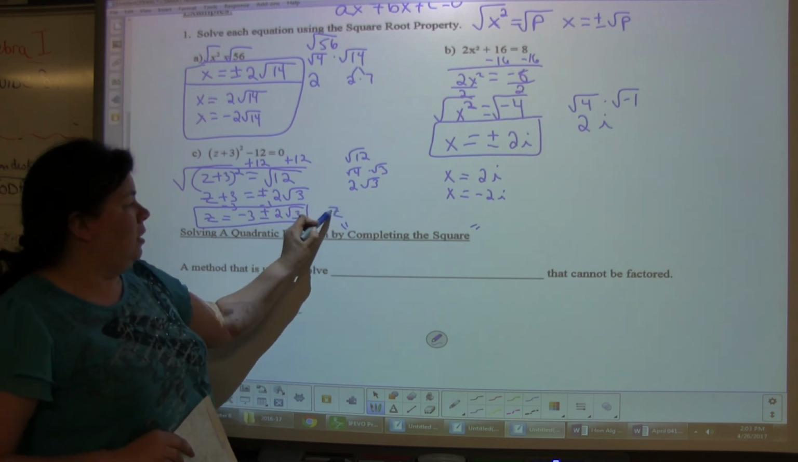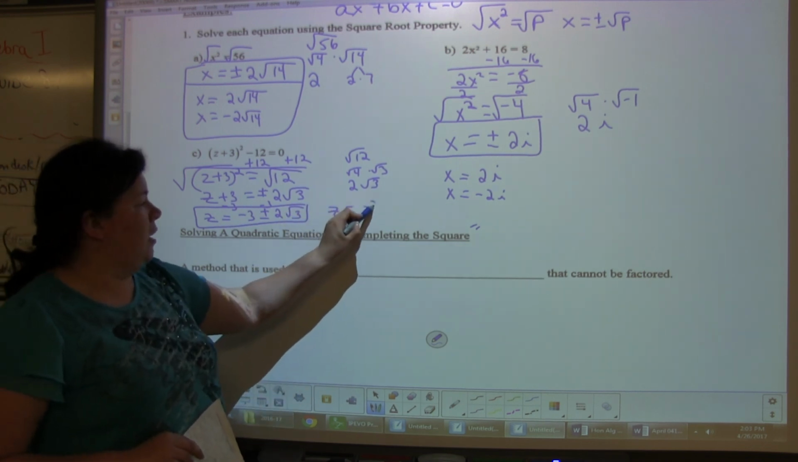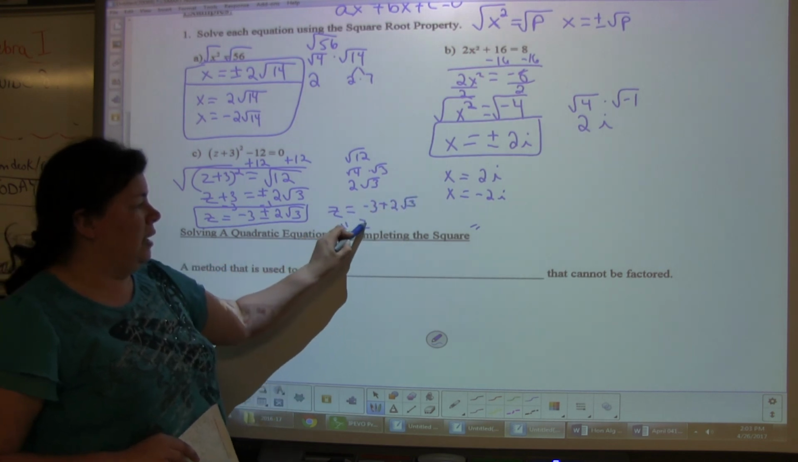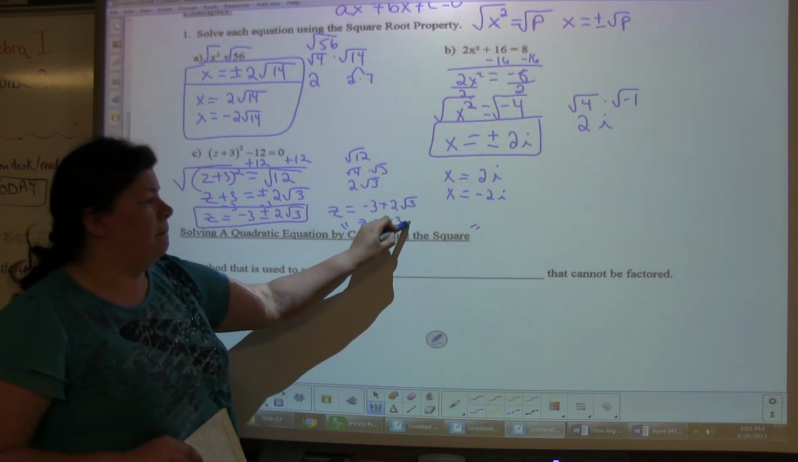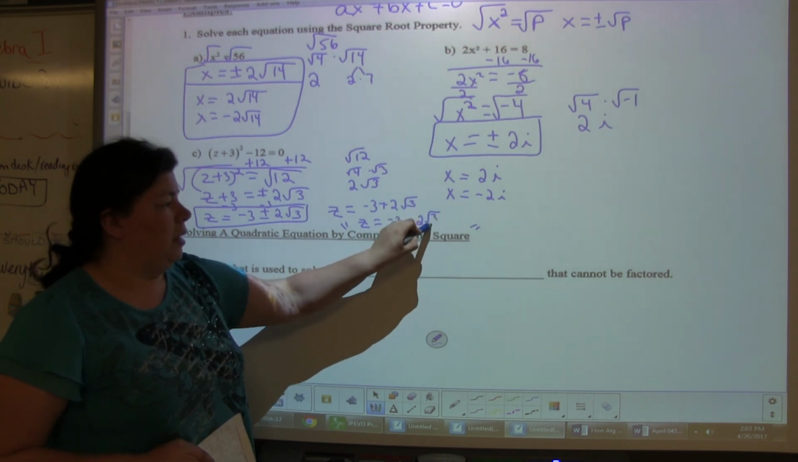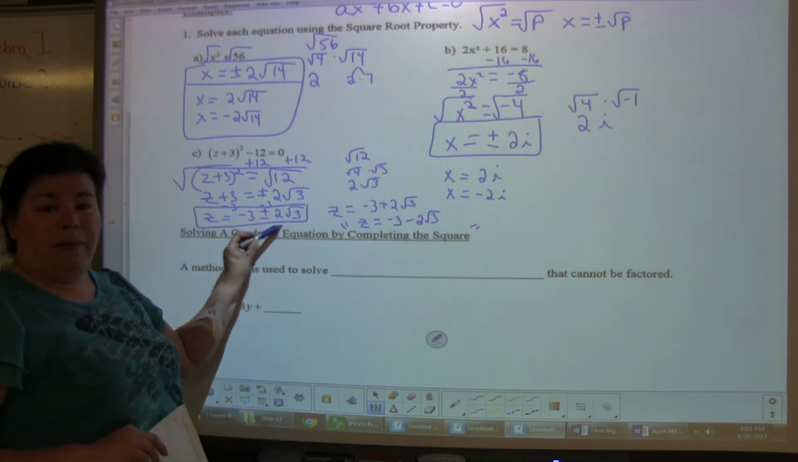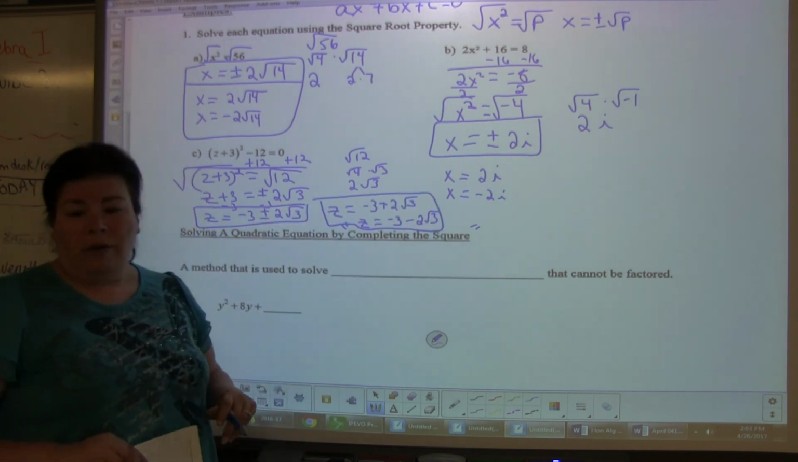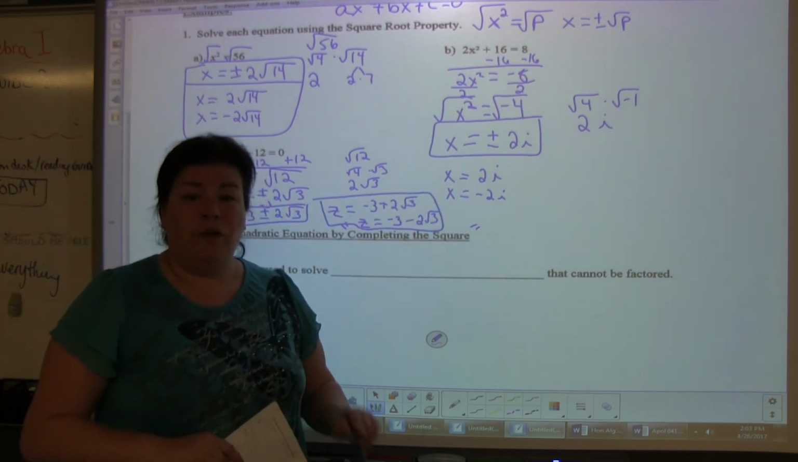So separated, you can say z equals negative 3 plus 2 root 3 as one answer, and you could say z equals negative 3 minus 2 root 3 as your other answer. So you can write them as a combined answer, or you can separate them altogether. Okay? And this is the end of our first video.